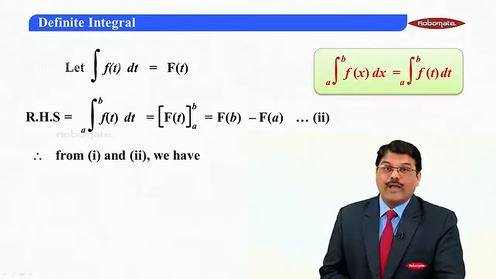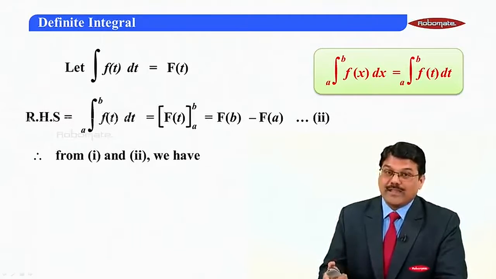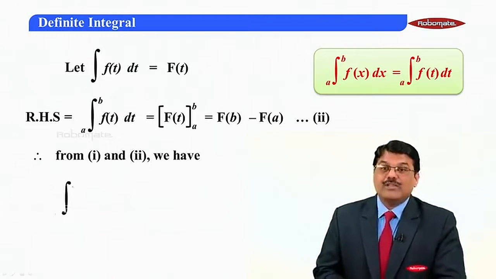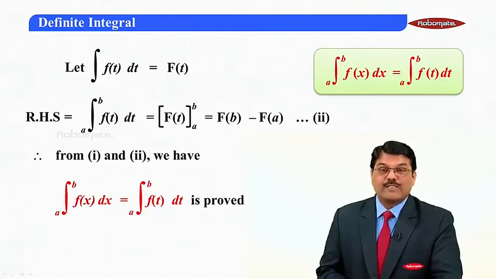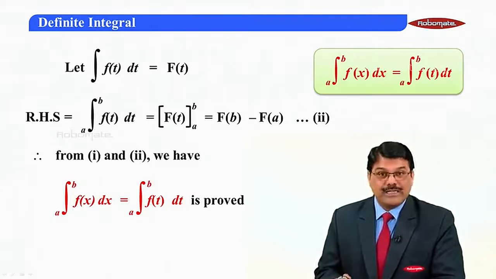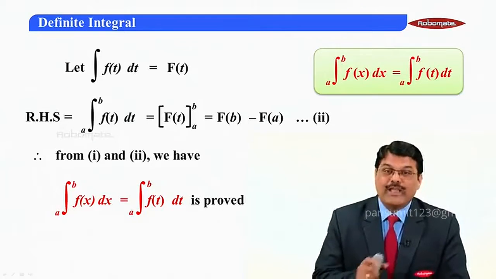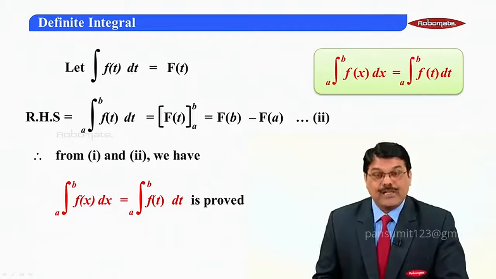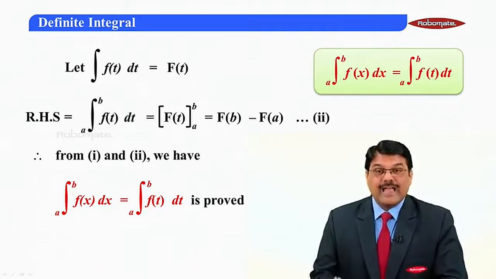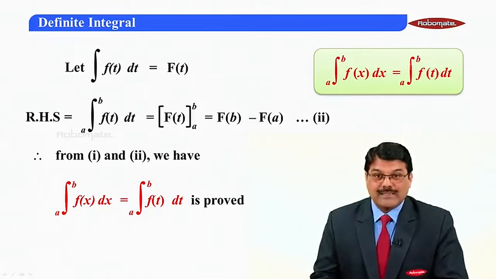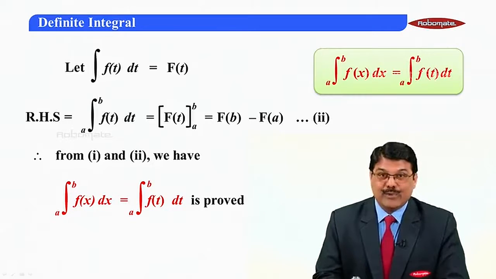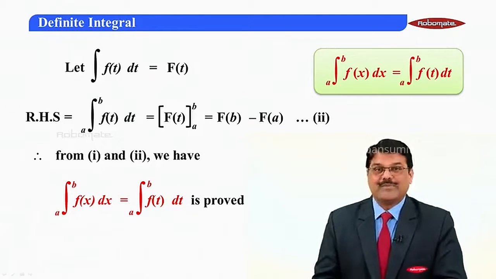And from 1 and 2 we can see that the left hand side and right hand side are both the same. So therefore integration of f of x with respect to dx goes from a to b is equal to integration of f of t with respect to dt goes from a to b. It is proved. So the second property says that x dx is same as t dt provided the limits are same. Thank you.